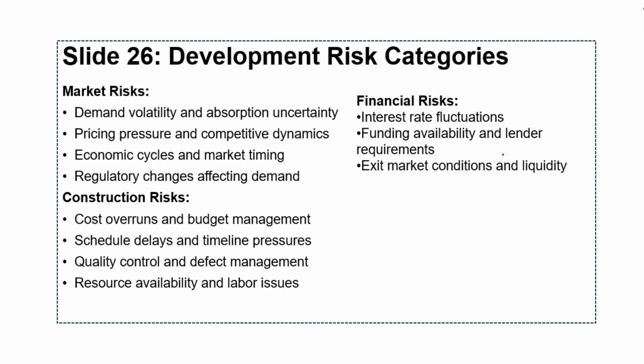Then we look at development risk categories. So demand volatility, we have market risk, we have construction risk, and we have financial risk. Demand volatility can be there, pricing pressures, economic cycle which can change, and regulatory changes can take place. We can have cost overruns, schedule delays, quality control and defect management issues, and resource availability and labor issues might be there. So these are the risks we have to think of.